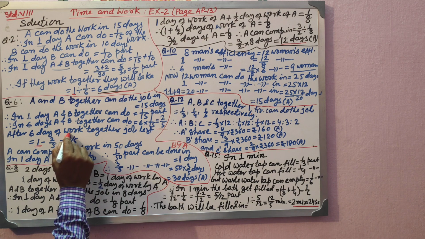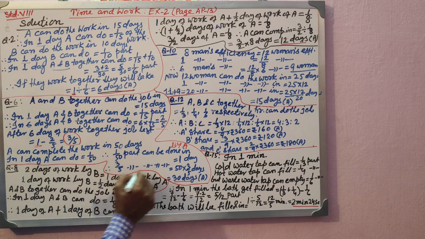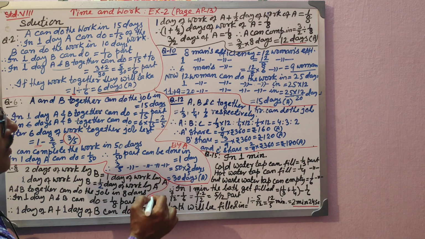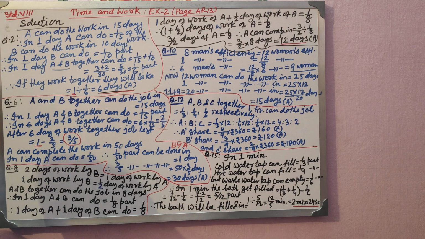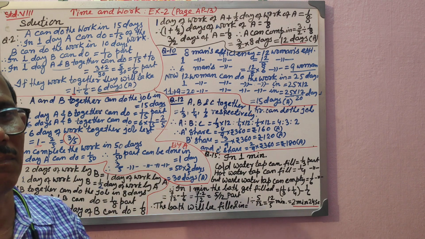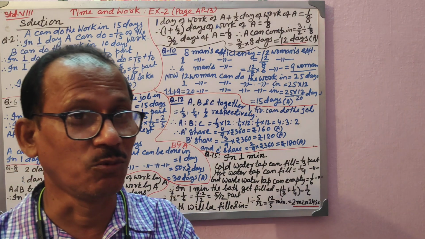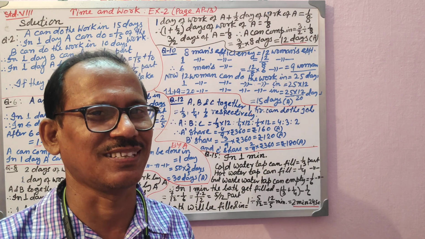So how much of the job is left? 3 by 5 part. Therefore 3 by 5 of the job he can do in 50 into 3 by 5 days. That is 30 days. In 30 days A can complete the remaining work. That is what is asked. Is it not very interesting? Time and work is very interesting once you understand it.